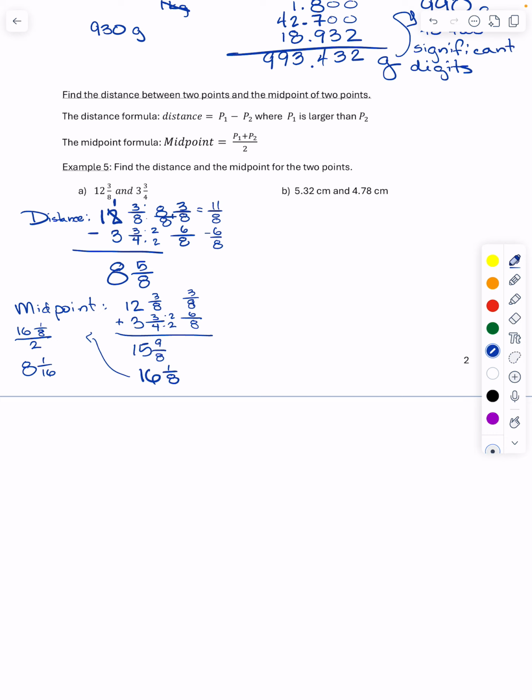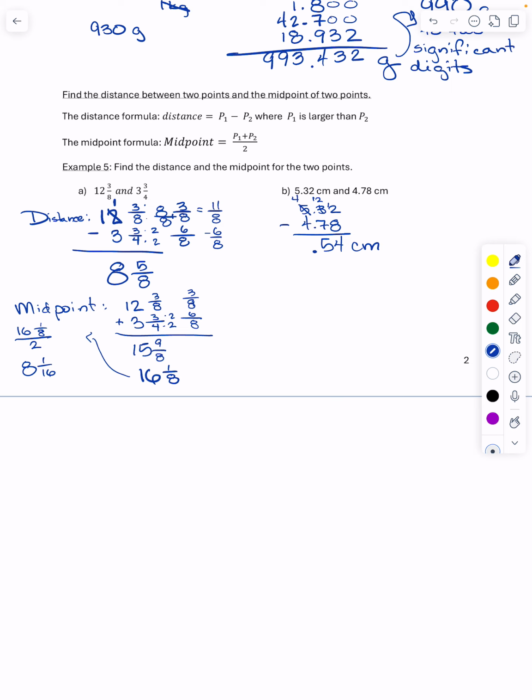And we may not be crazy about doing that with fractions, so let's try this with decimals. This time I do have a label. I have centimeters, so I'm going to make sure that I include that. I'm going to borrow there. 12 minus 8 is 4. I'm going to borrow there, and 12 minus 7 is 5. I get a distance between these 2 points of 0.54 centimeters.